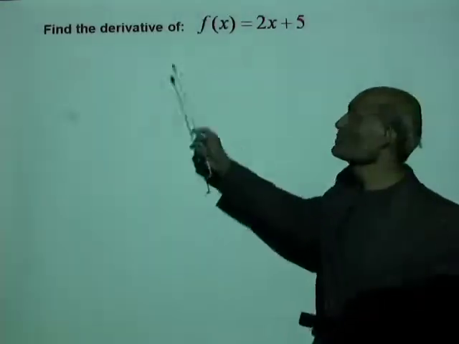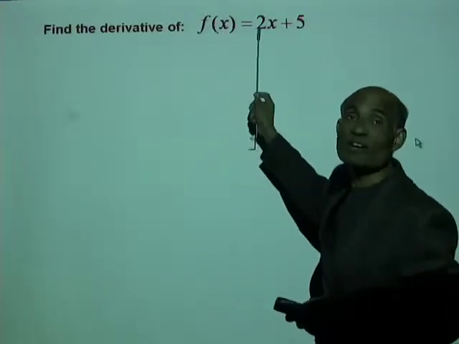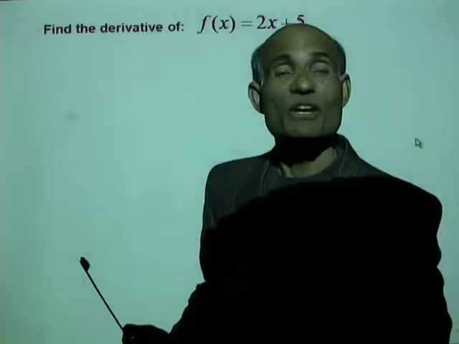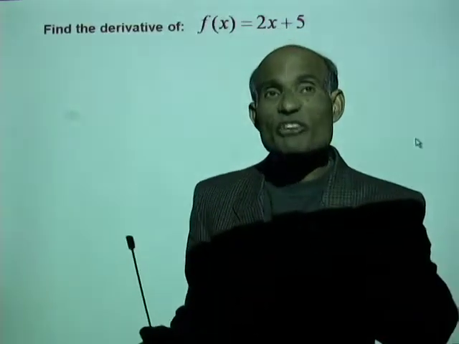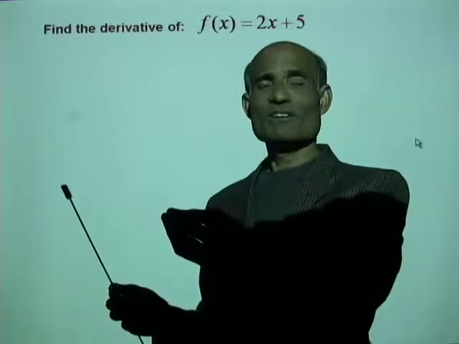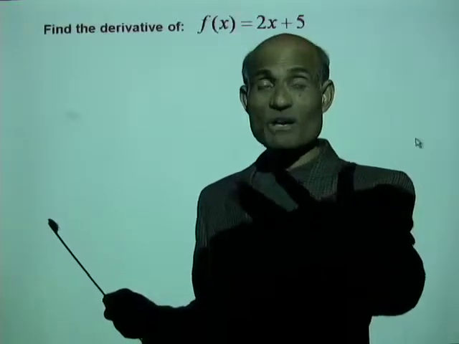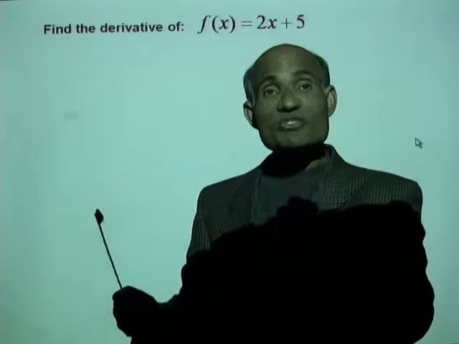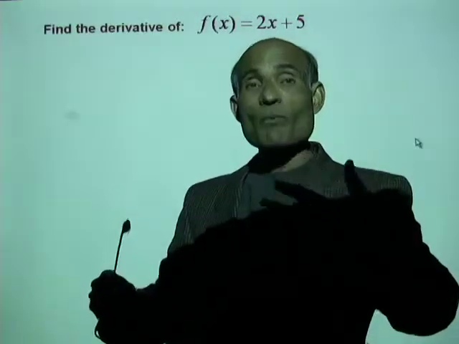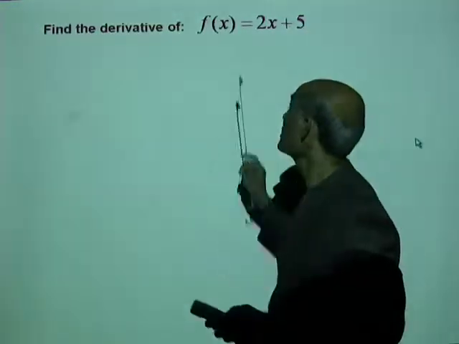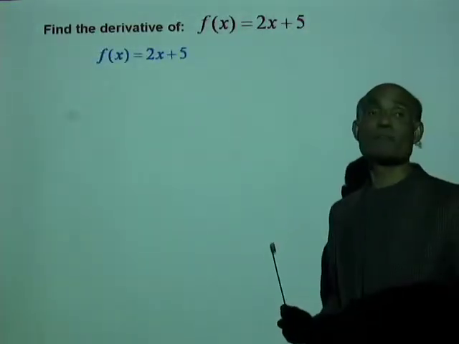Let's practice this using a function like this. F of x equal to 2x plus 5. Now tell me, if I have a function like f of x equal to 2x, what is the rate of change? Well, we know that, we talked about it. It is 2. When x changes by 1 unit, y will change by 2 units. How about f of x equal to 2x plus 5?